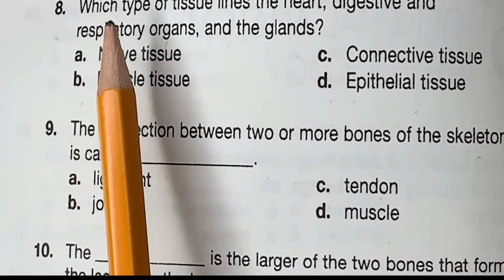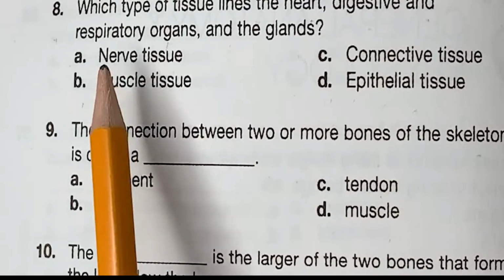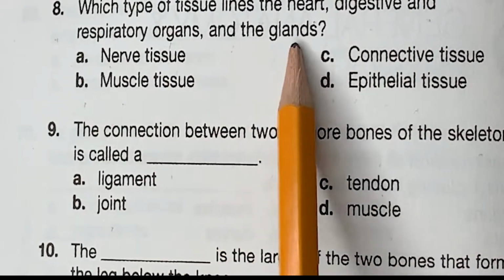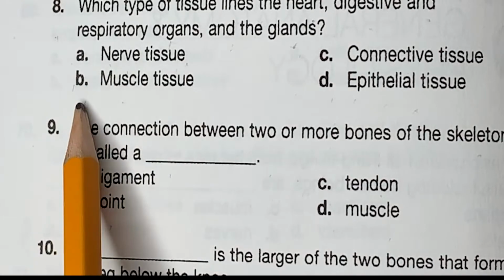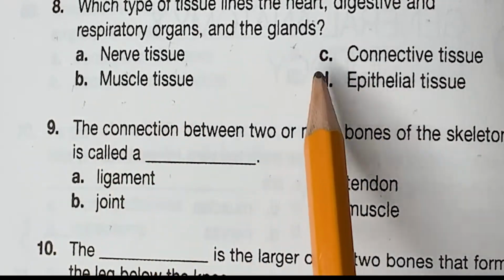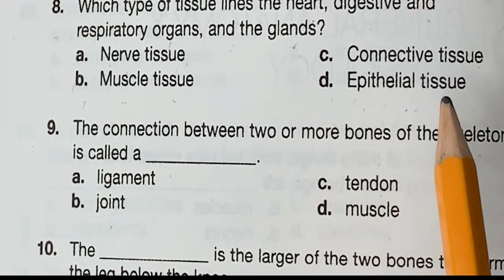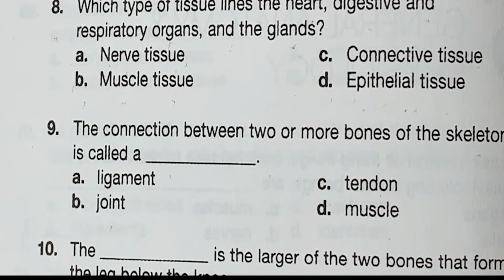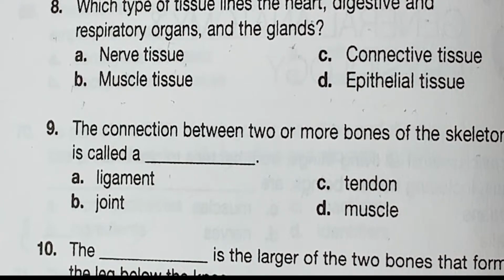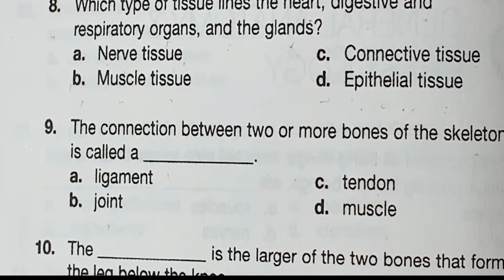Number 8, which type of tissue lines the heart, digestive, and respiratory organs and the glands? Is it A, nerve tissue. B, muscle tissue. C, connective tissue. Or D, epithelial tissue? And your correct answer is D, epithelial tissue.